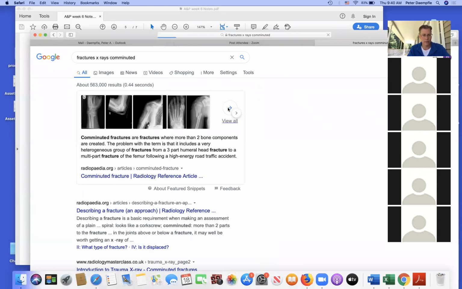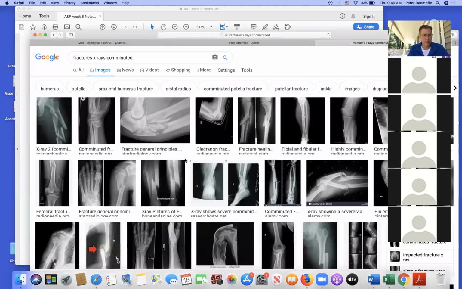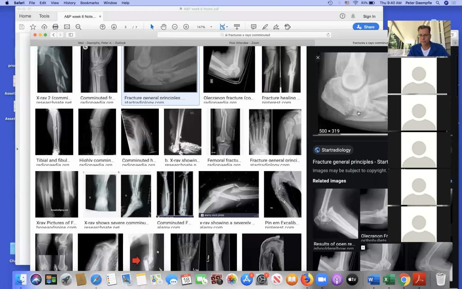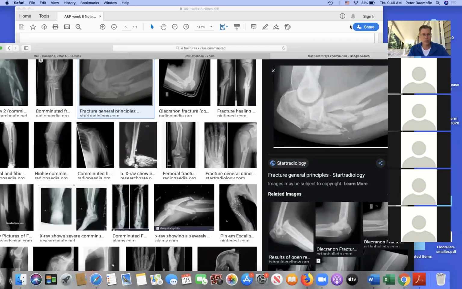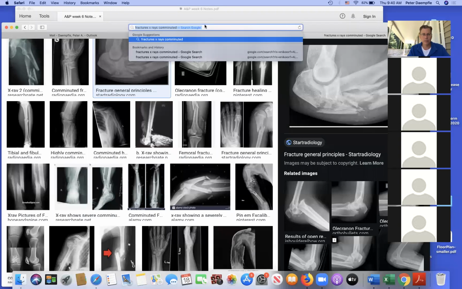Okay, let's view all. Comminuted is like multiple breaks. You can see that right here. You see multiple breaks here. A lot of breaks, many fragments. Elderly, because the elderly have brittle bones, so there's a lot of breaking. Compression, that's mostly in vertebrae. I'll show you a vertebrae.